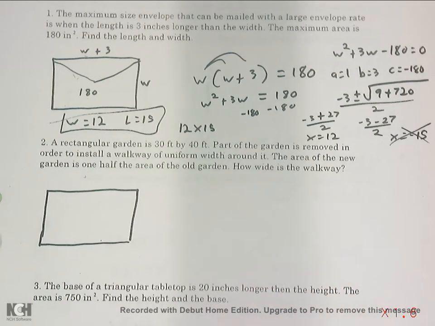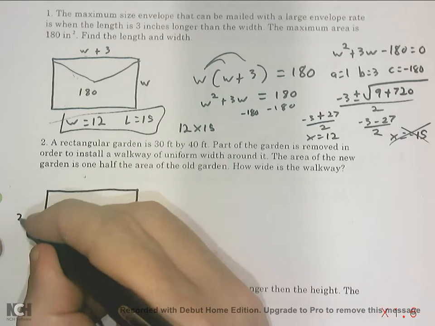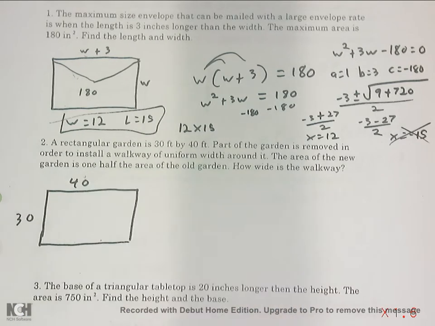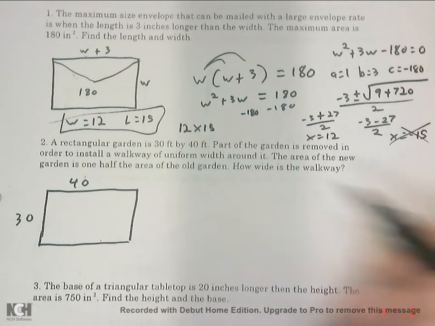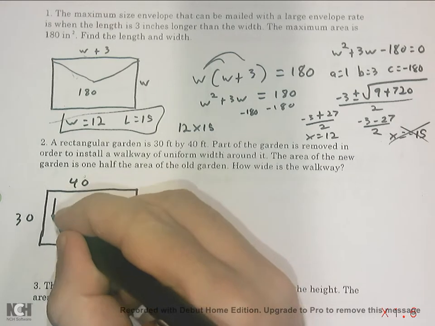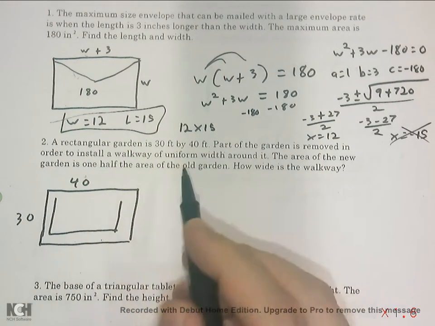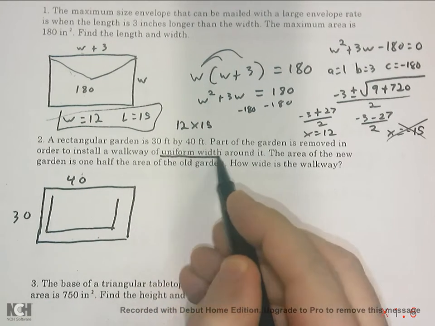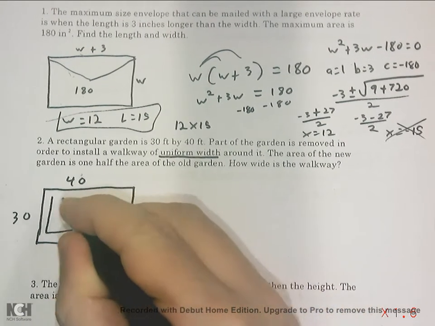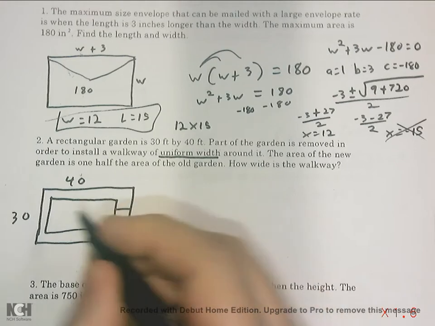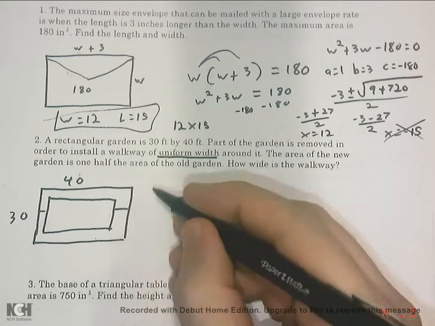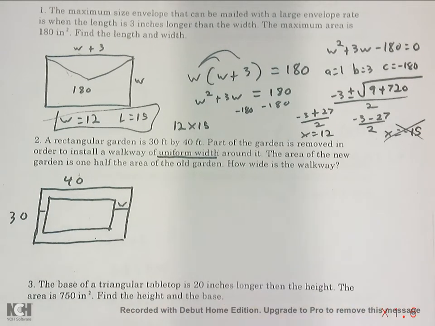Okay, so my original garden was 30 by 40 feet, right? So a rectangle. We're going to install a walkway all along the perimeter that has a uniform width. That means all of these are going to have the same width here, right? And we'll call that W again. Why not? Okay.